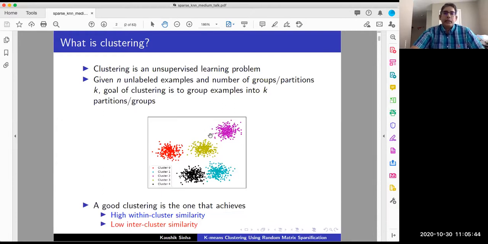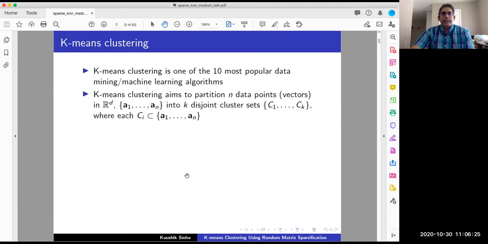Each of these examples can have different attributes or features. You can think about each example as a vector in some appropriate d-dimensional space if there are d attributes or features. By clustering, what we mean is that a good clustering will achieve two things: high within-cluster similarity and low inter-cluster similarity. For example, in this picture, all the red points should be similar in some sense, as opposed to one red example and one purple, or one red and one black, and so on. So, high within-cluster similarity and low inter-cluster similarity.